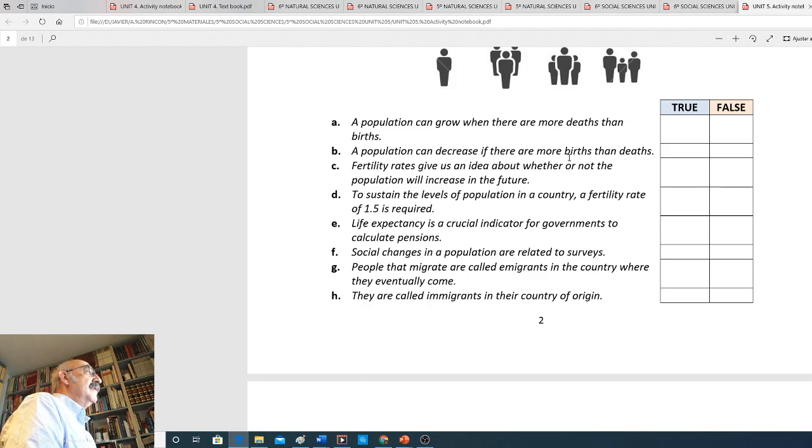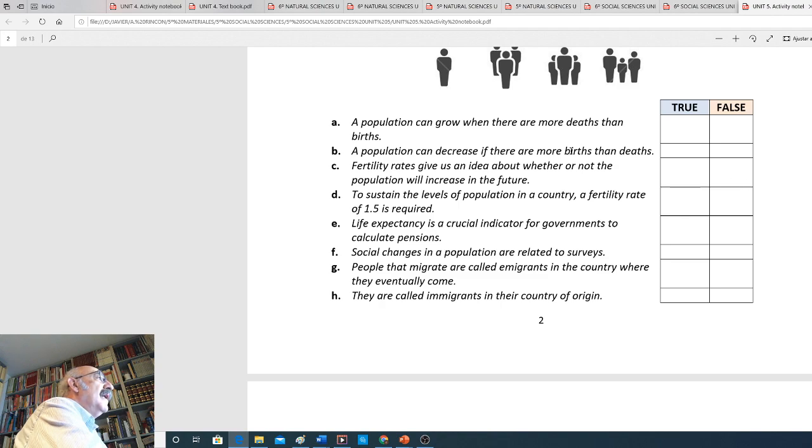B, a population can decrease if there are more births than deaths. Can decrease. Okay, not easy. So this is false as well. So the opposite is true. A population can increase if there are more births than deaths. C, fertility rates give us an idea about whether or not the population will increase in the future. Fertility rates, remember, is the number of births that a woman can have in her lifetime.